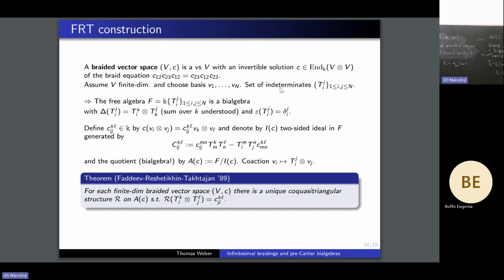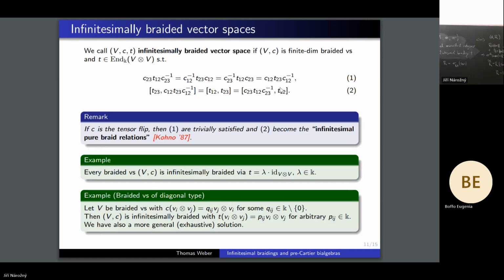Then what was shown by those three gentlemen here is that for each finite dimensional braided vector space, there is one and only one co-quasi-triangular structure R on this quotient, which on generators is given by the scalars, the coefficients of C. So this is how to get the co-quasi-triangular bialgebra from the braided vector space. Next slide, please. Okay, now the infinitesimal version.